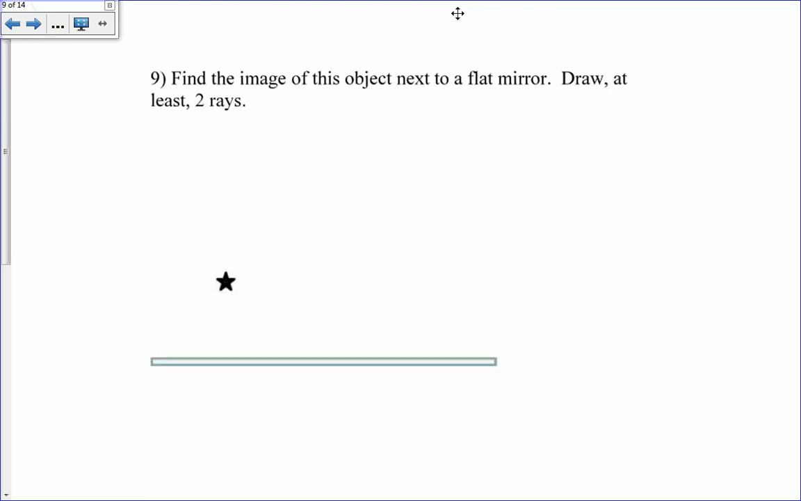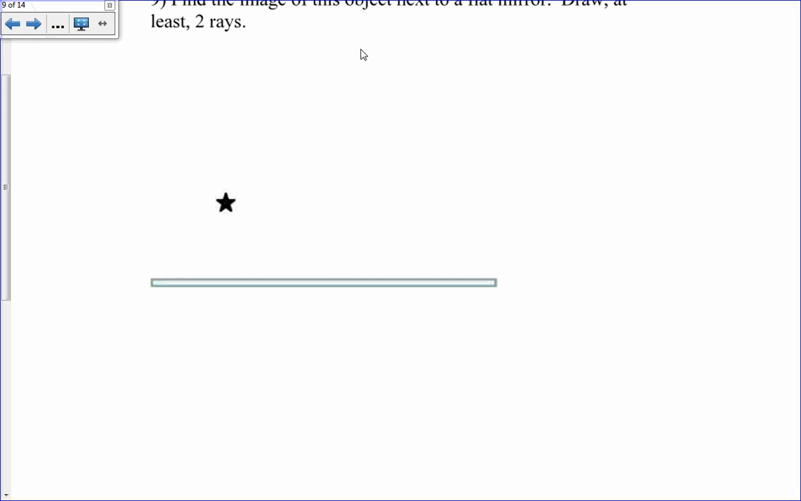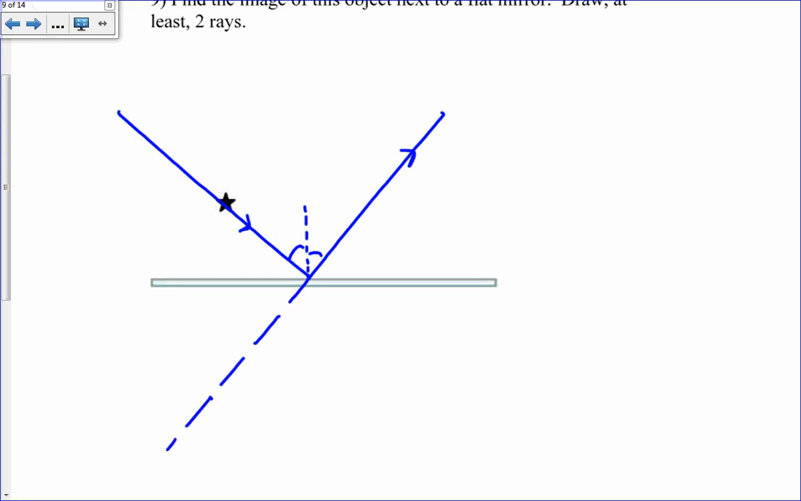Find the image of this object next to a flat mirror. Draw at least 2 rays. We do this in lab, but I know not all of you are in lab. Looks like this. You draw 2 rays. Here's the first. Follow the law of reflection. That is, this angle has to equal the reflected angle. I'm just going to draw it best I can. Like that. So those 2 angles are equal. Then you draw a virtual ray. This is a ray that extends back from the reflected ray.